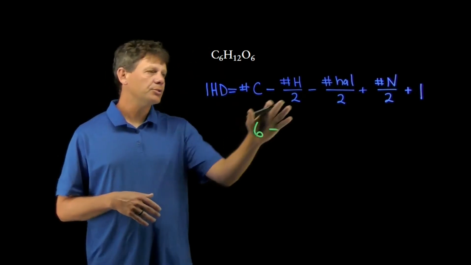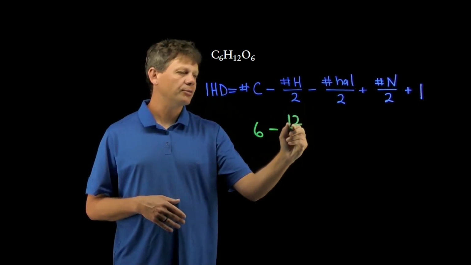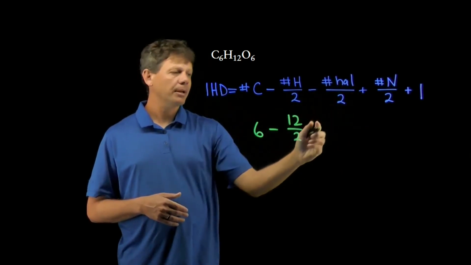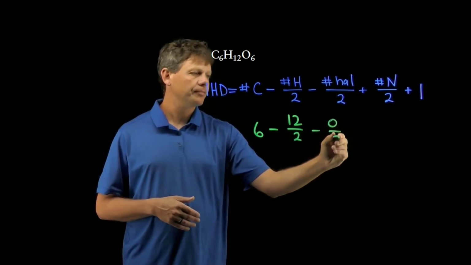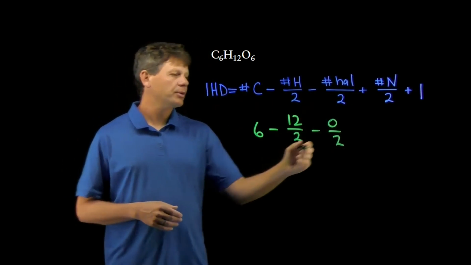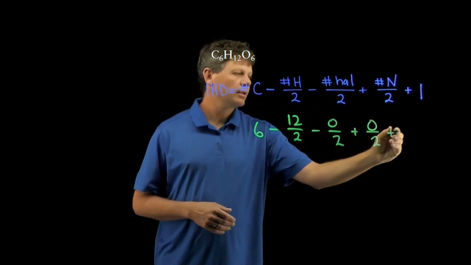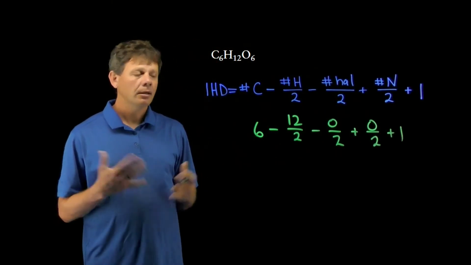that the number of hydrogens divided by 2. We have 12 hydrogens, 12 divided by 2. The number of halogens divided by 2, we have 0 halogens, plus the number of nitrogens divided by 2, we have 0 nitrogens. Add 1 to that.